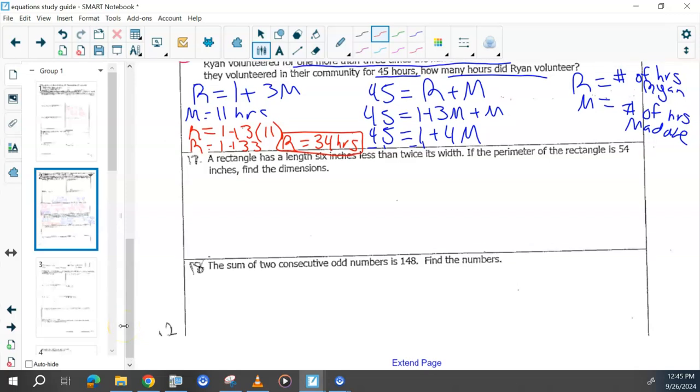So 17, similar. A rectangle has a length 6 inches less than twice its width. The perimeter of the rectangle is 54 inches. Find the dimensions. So this one, I don't need to define them. It's L and W, length and width. You could if you so choose. But I know this first part is talking about the length. L equals 6 inches less than, that's subtraction. Whatever comes before those words go at the end. So I know it's going to be minus 6. Twice its width, I'm multiplying 2 and W.